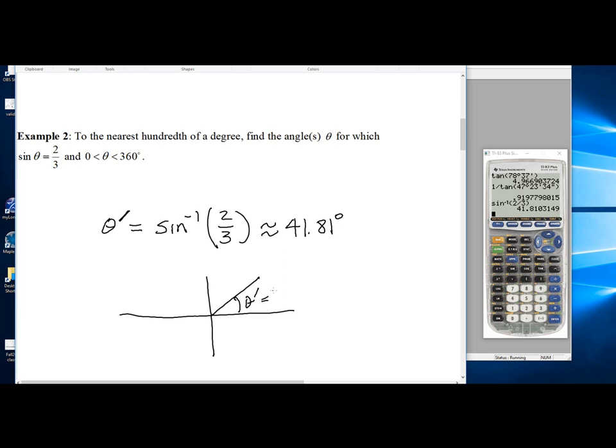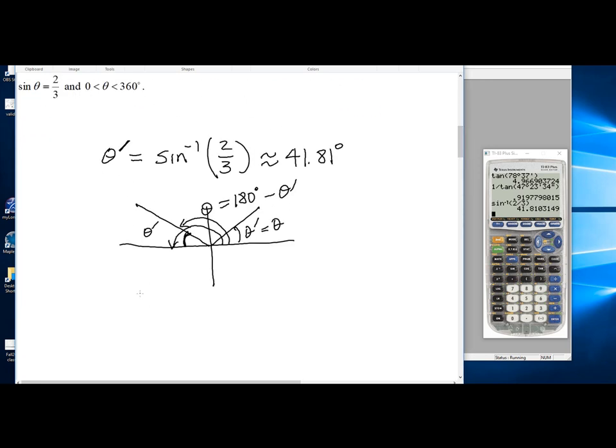Now that's the reference angle, but sine is positive in quadrant 1 and quadrant 2. In the first quadrant, the angle itself is the reference angle, so that is your first angle. The next one is in the second quadrant, where the angle you are looking for is 180 take away the reference angle. So you would have two different angles.